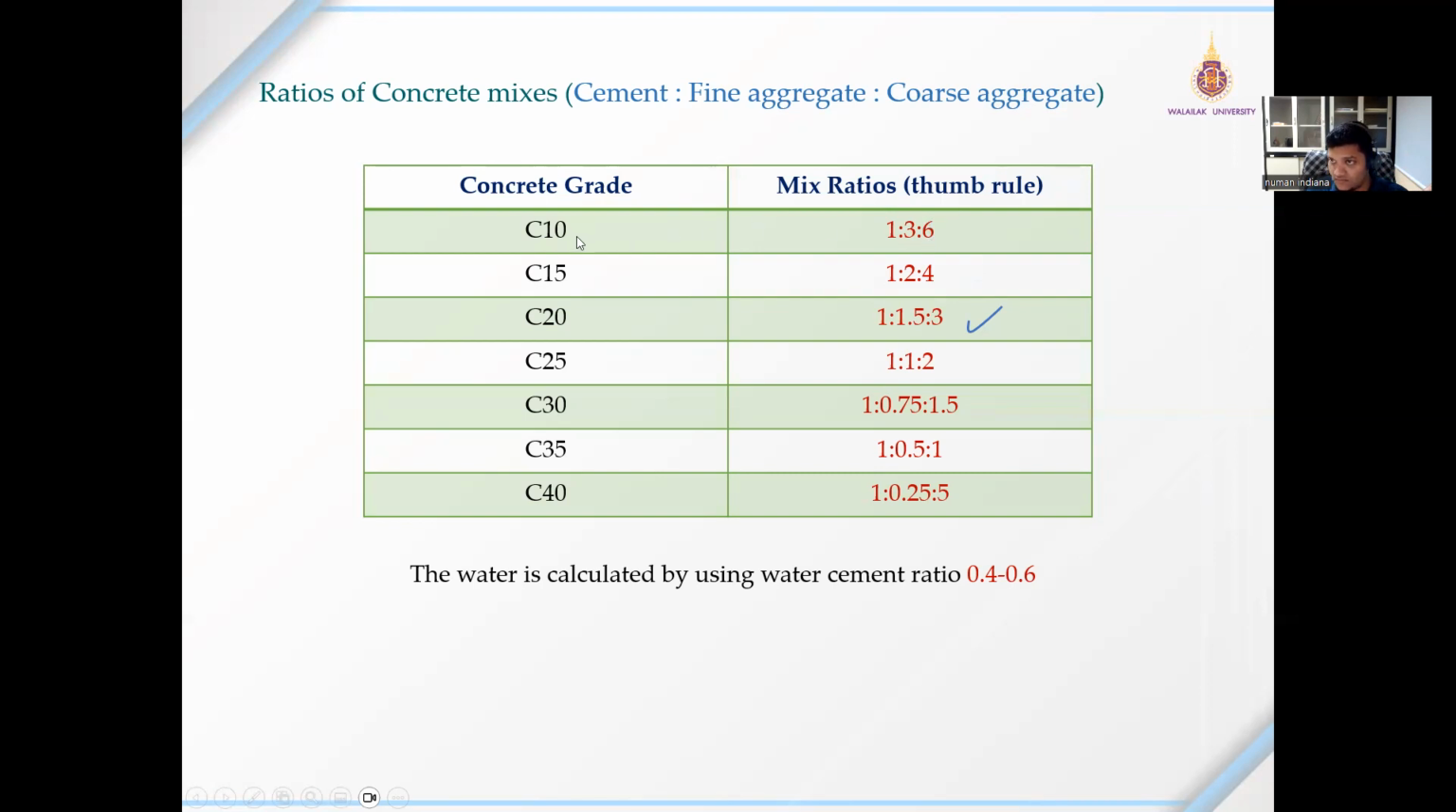So 1:3:6 is for C10, 1:2:4 is for C15, for C20 it is 1:1.5:3, C25 is 1:1:2, C30 is 1:0.75:1.5, C35 is 1:0.5:1, and C40 is 1:0.25:0.5. It is not 5, it is 0.5. The water is calculated by using the water cement ratio, as I said before.